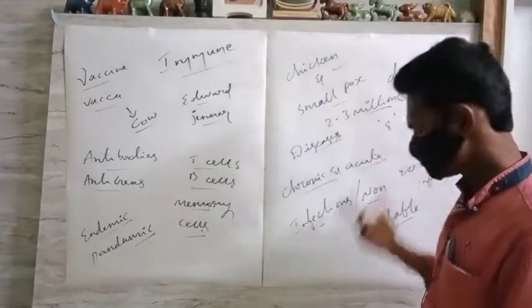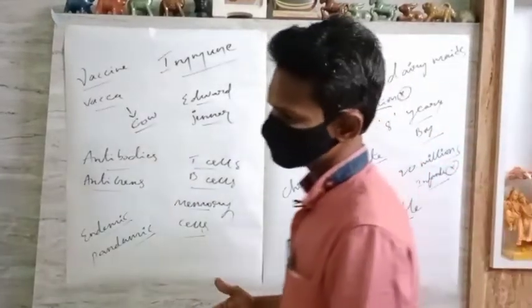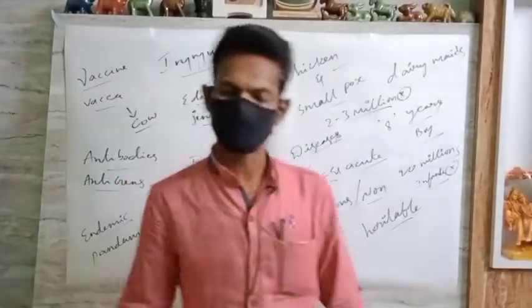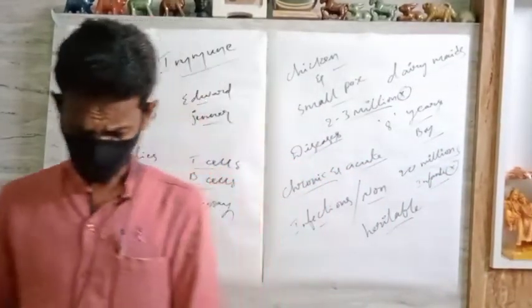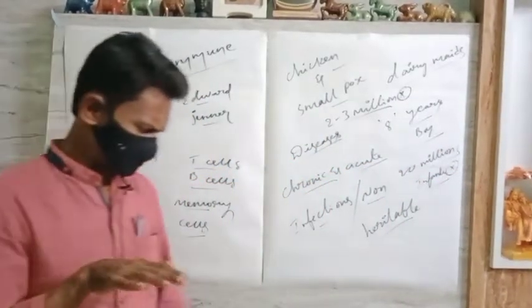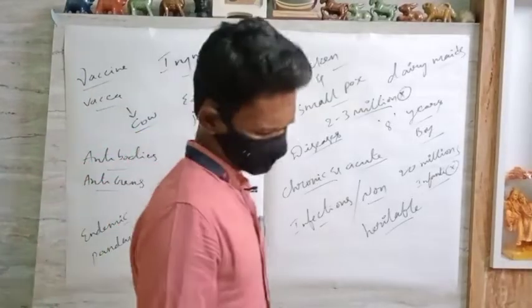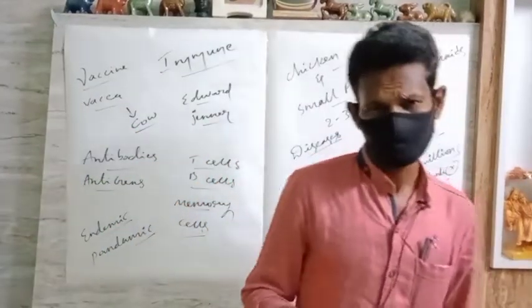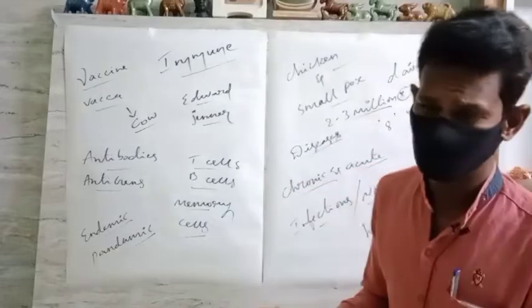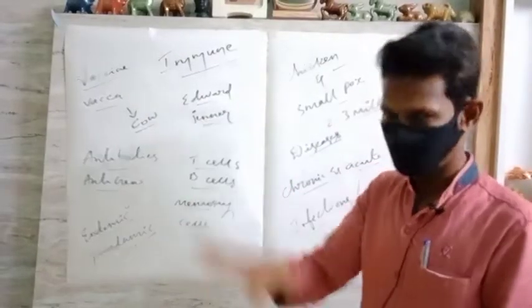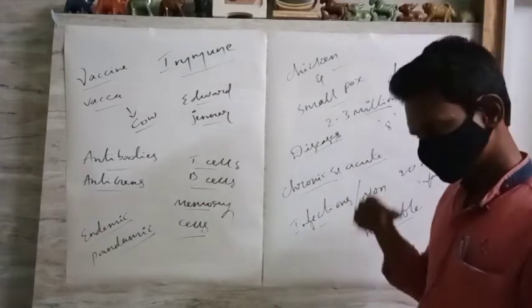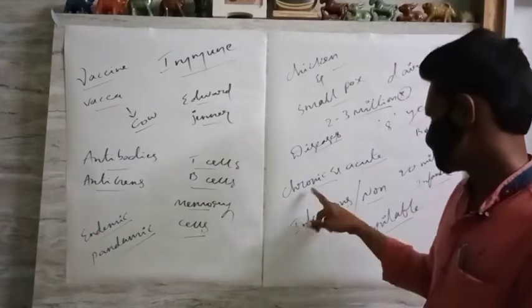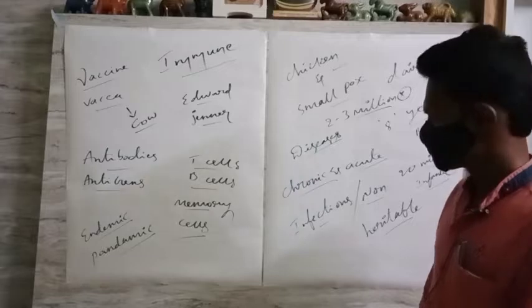Then infectious and non-infectious. Infectious, in the sense, means it will spread from one person to another person. That is also called communicable disease. Non-infectious, in the sense, means it will never spread from one person to another person. That is called non-communicable or non-infectious. So these two, communicable or infectious, are also a type of disease, besides chronic and acute.